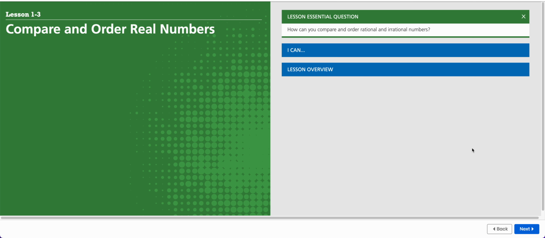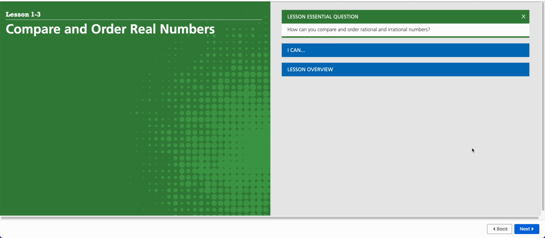We are starting lesson 1.3 today, compare and order real numbers. And the question that we're thinking about today is how can we compare and order rational and irrational numbers? We got a little taste of this on a couple of the homework questions from the last assignment, like that one where you had 2.8 repeating and 2.9 repeating and we had to fit a number in between them. That's kind of what we're talking about today when we talk about ordering numbers.